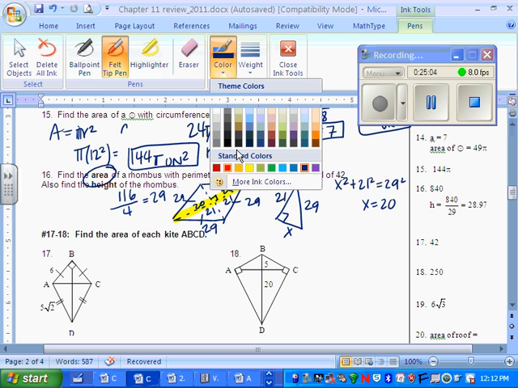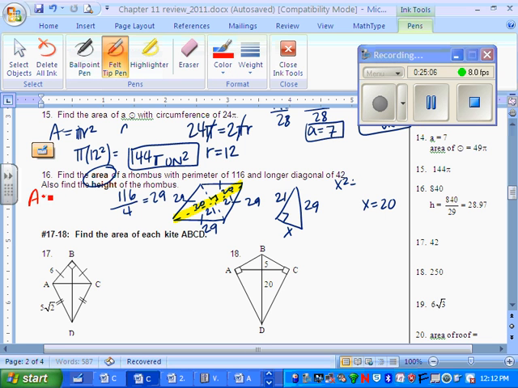Remember, for the area of a rhombus, I am going to calculate that by diagonal 1 times diagonal 2 divided by 2. My first diagonal, the whole thing is 40. Second diagonal, the whole thing is 42. And take half of that, I end up getting my answer, which is 840. So the area right now is 840 units squared.